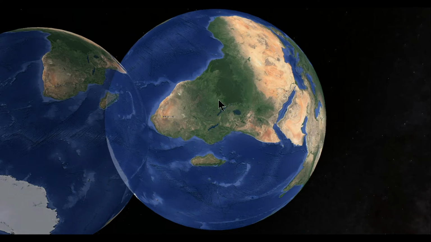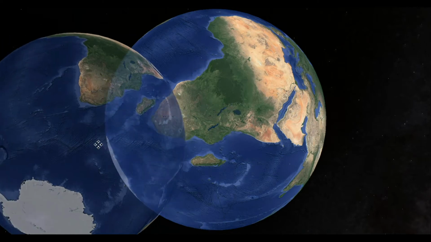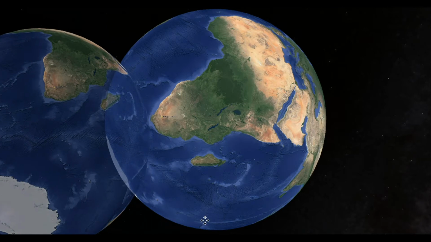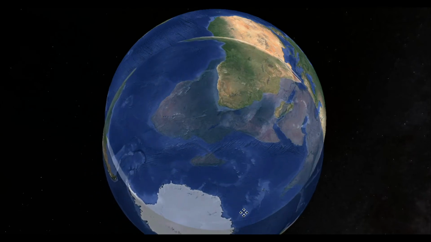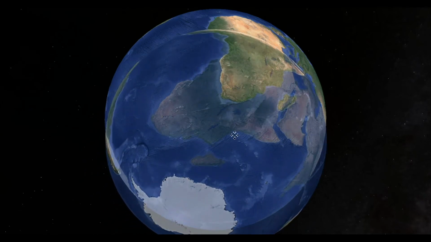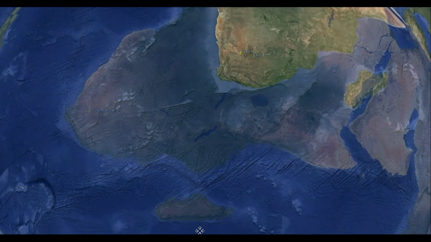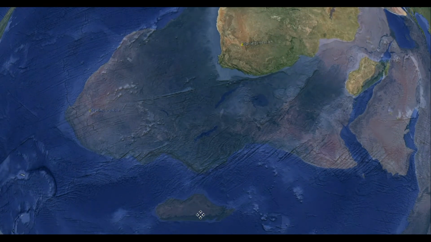Okay, so here is Africa, but this is the southern part of it. Here, the ridge, what they call a ridge, actually sits right here. But if you simply rotate it counterclockwise, you can see that it lines up with the features of the coastline of Africa.